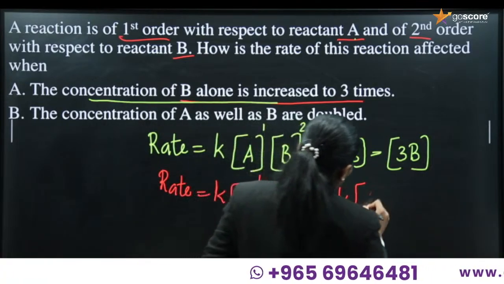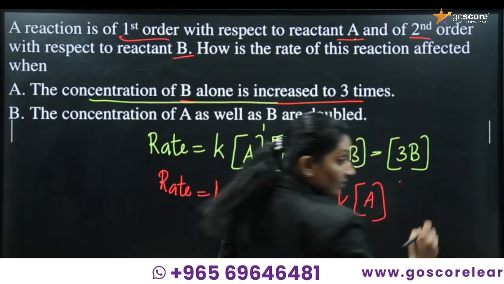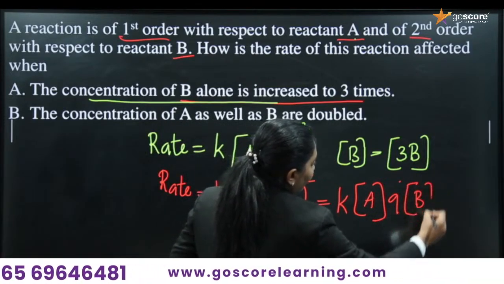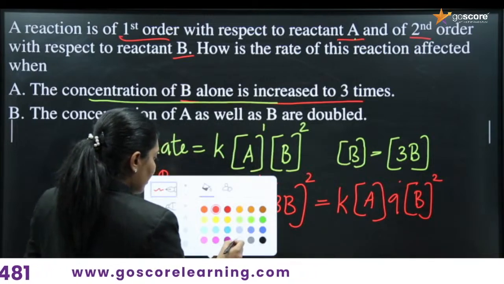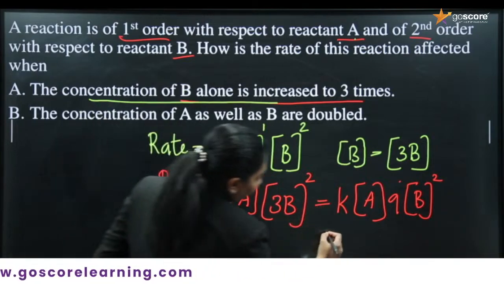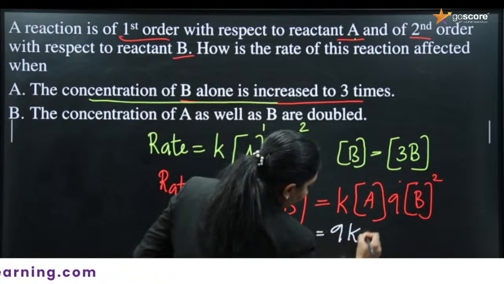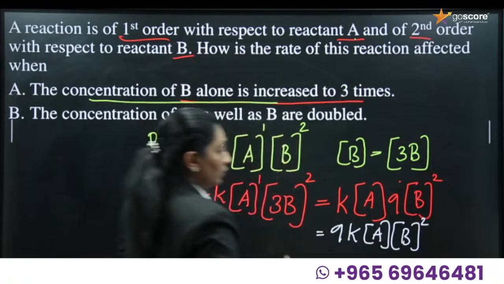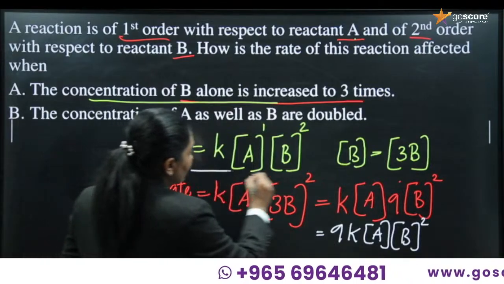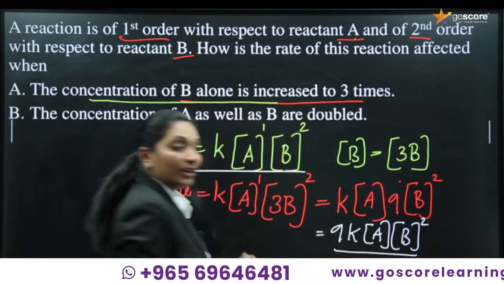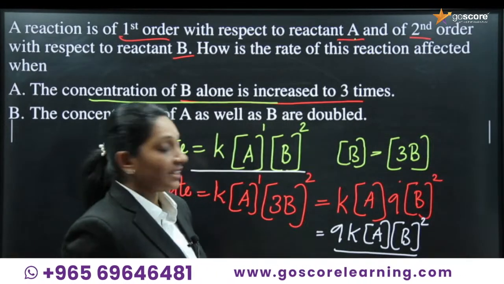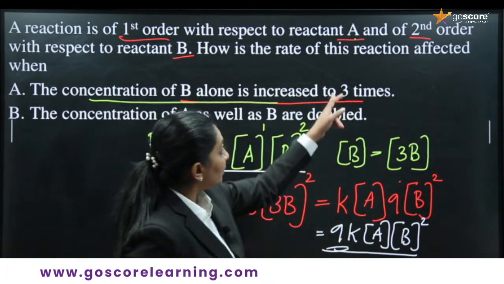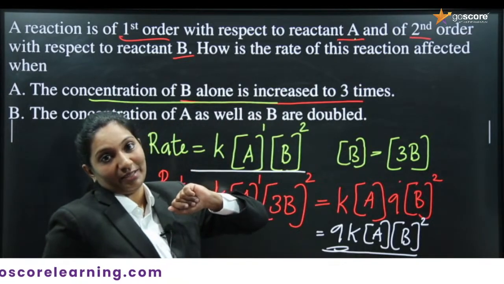See what will be the change? k into concentration of A into 3 square, which means it is 9, and concentration of B square. If you rewrite this, it will be 9 into k into concentration of A into B square. See, this is our initial rate. This is what happened when you increase the concentration of B to 3 times. What happened? The reaction rate increased to 9 times when you increase the concentration of B 3 times.